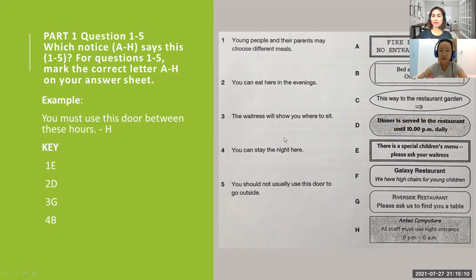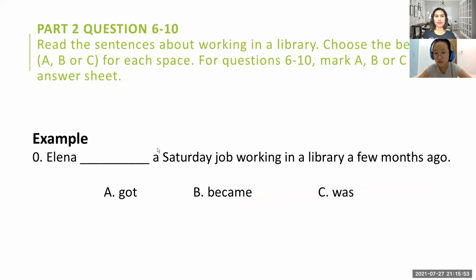You should not usually use the door to go outside. For a fire exit only, no entrance to garden. Okay, you're right. There you go. How many choices do we have? 1, 2, 3, 4, 5, 6, 7, 8. Ooh, so we have eight choices, but the questions were only five. So the remaining three were only there to get you confused. So be careful always.